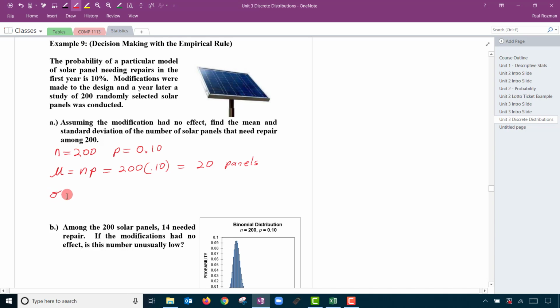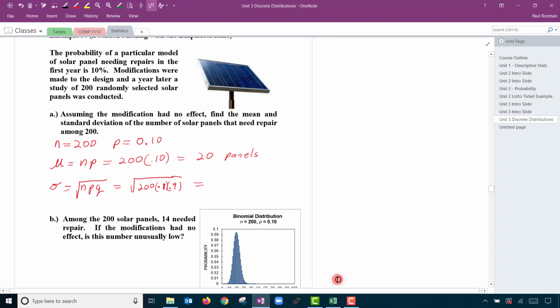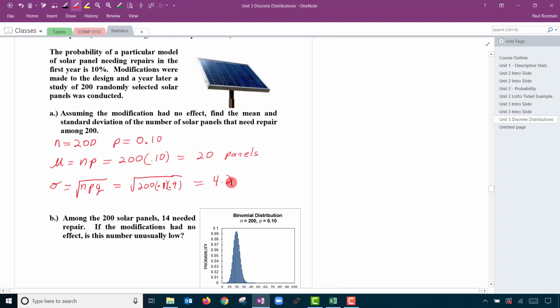We're going to calculate the standard deviation as well. Because it's a binomial, it's not bad. It's just the square root of npq. So in this case, the square root of 200 times 0.1 times 0.9. Q is just 1 minus p. Doing this calculation, we get 4.24 panels.